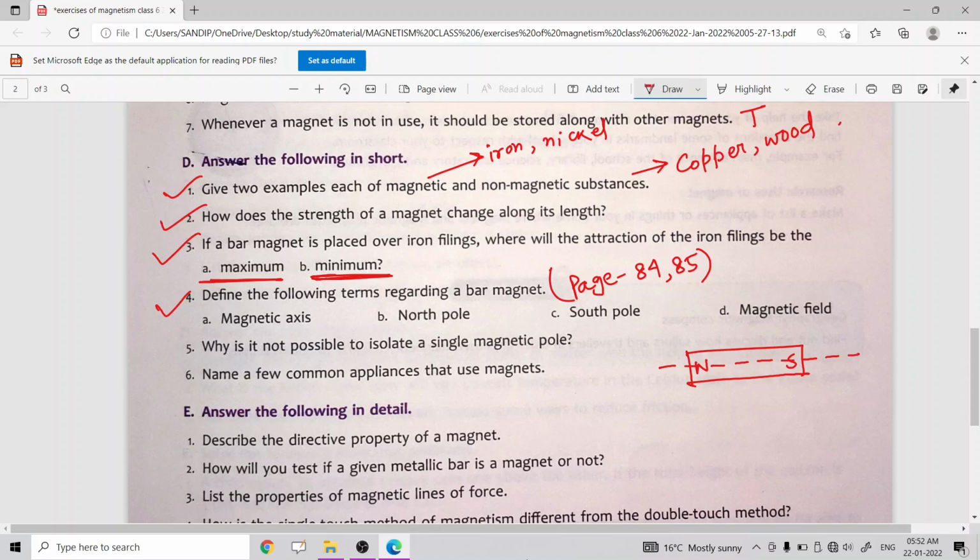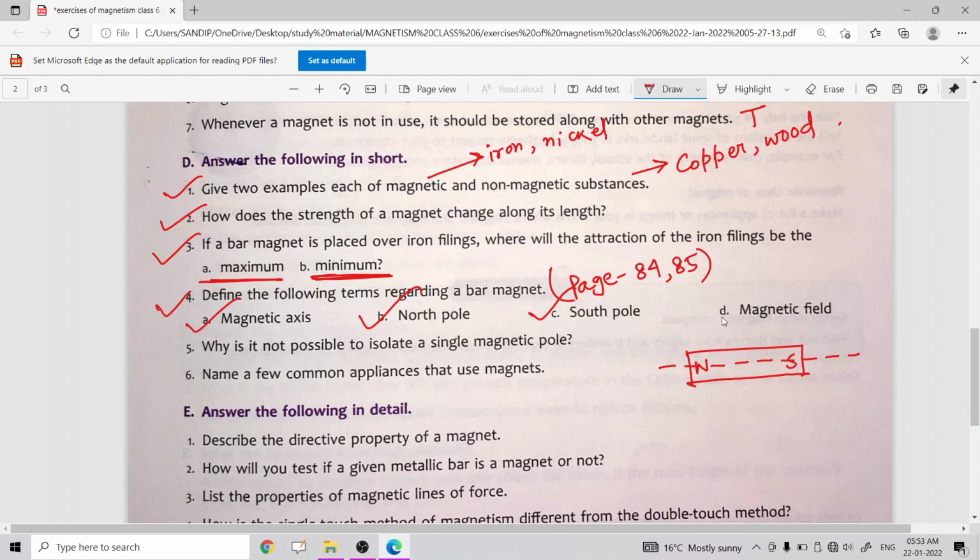Now the next one is B, that is North Pole. It is basically the point near the ends of a freely suspended bar magnet that points towards geographic north. That means if you take a bar magnet and it is freely suspended, then one pole is directed towards the geographic north. This pole is known as North Pole, and the other pole is directed towards the geographic south. This pole is called South Pole.